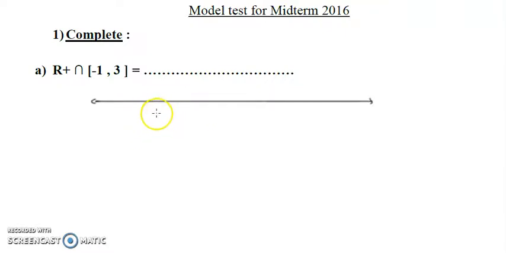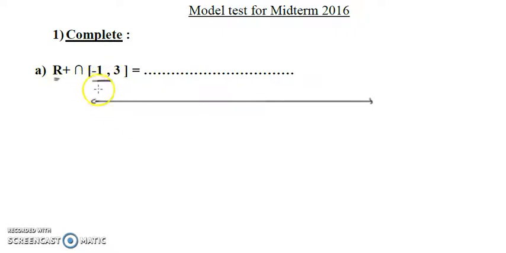Abd Albakry. Today we are going to solve the model test for midterm exam 2016. The first question is: complete the intersection between R positive and the closed interval -1 and 3.